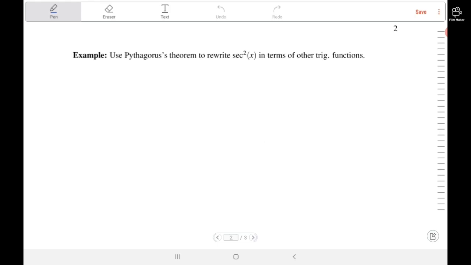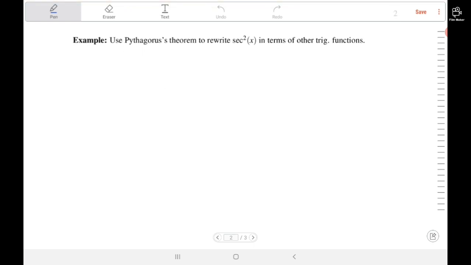So the example that we're going to look at in this video is rewriting sec squared in terms of other trig functions. And we're going to do that using Pythagoras' theorem. So we're not going to use the other trig identities that we already have. So first question, what's Pythagoras' theorem? That's our starting point here.